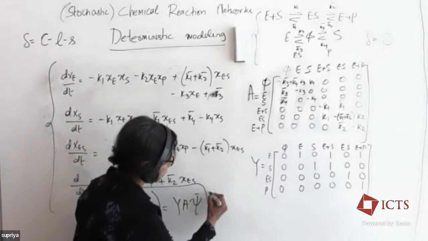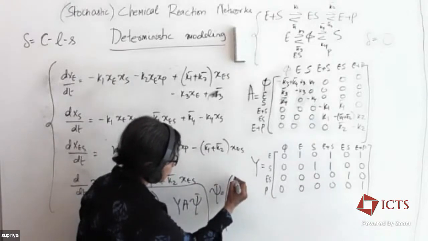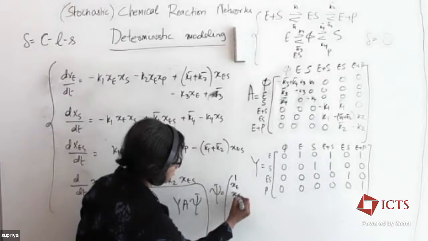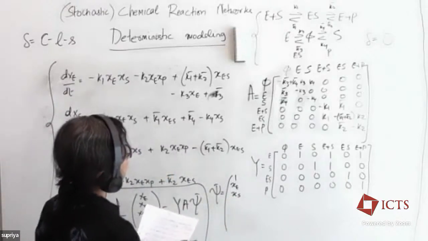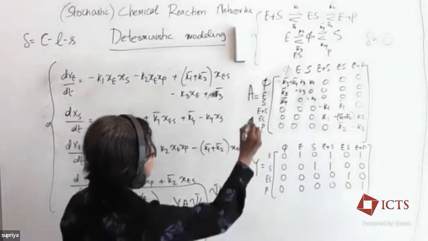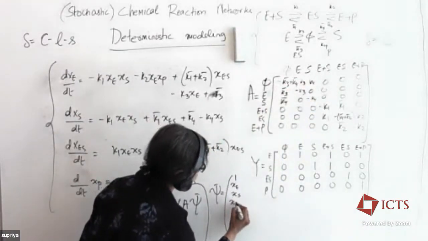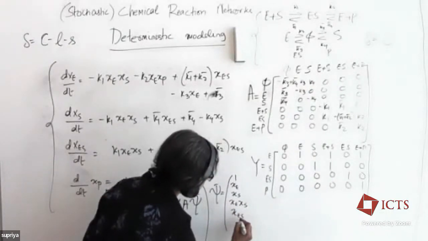You remember what psi was? Psi was, in our particular case, 1, x_e x_s. I should just be a bit careful that I keep the same order here: x_e x_s, x_es, x_e x.